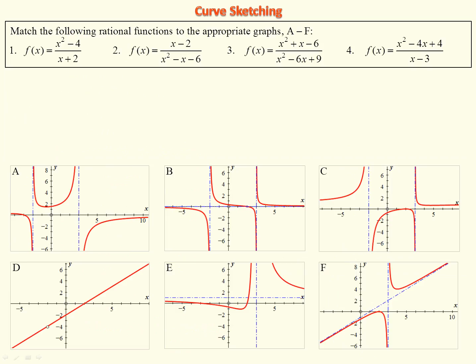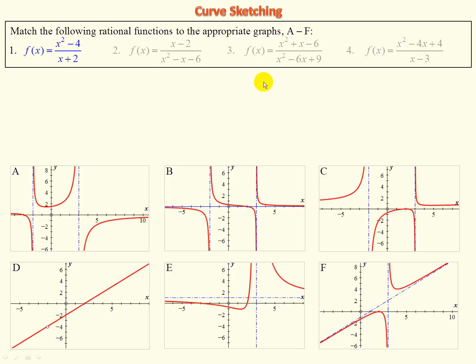Next question, match the following rational functions to the appropriate graphs A to F. So there's 6 graphs, of which 4 of them belong to those 4. Let's look at the first one. Now, you don't have to look at all the aspects of the graph. Often there's something that can give you a bit of a hint as to which it can be.